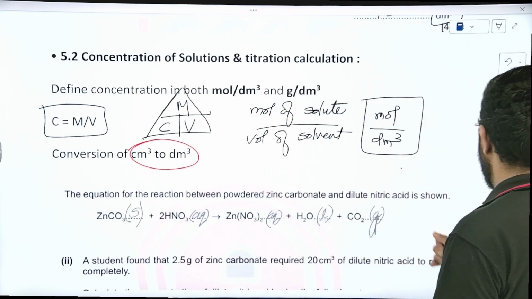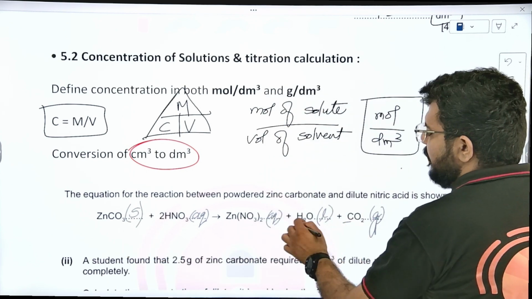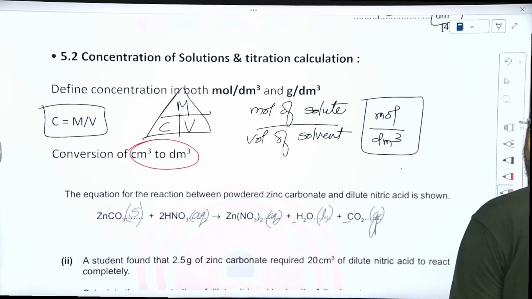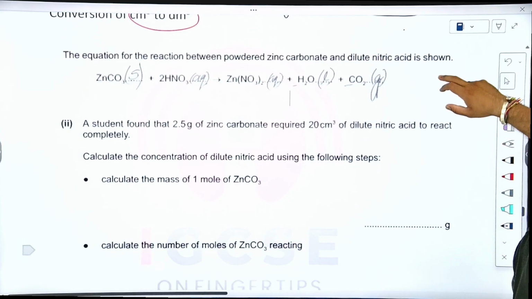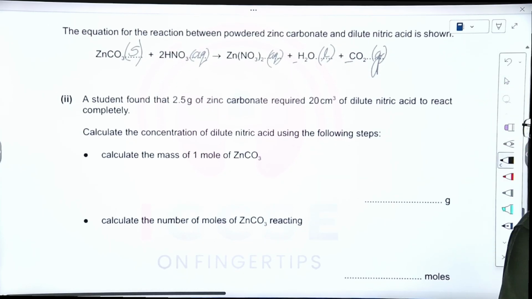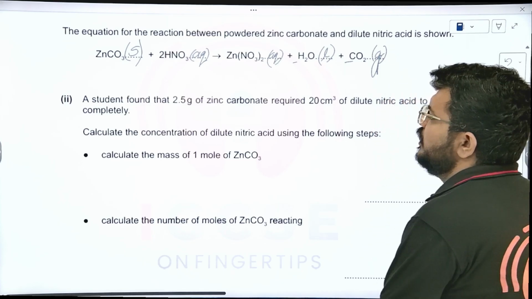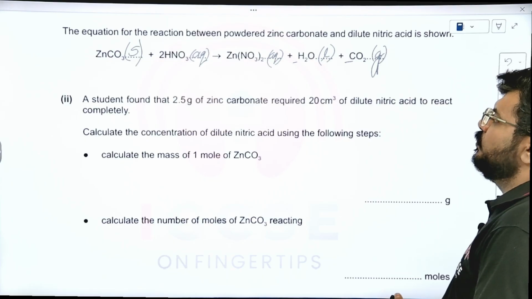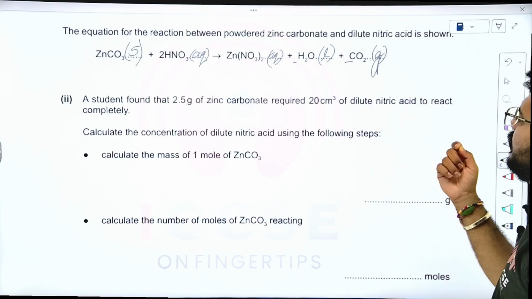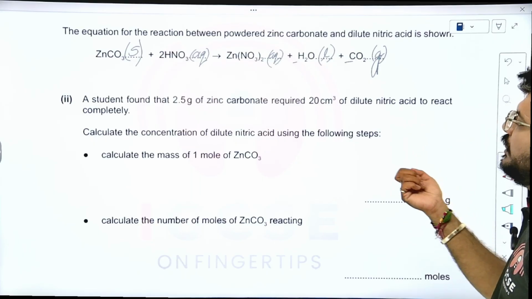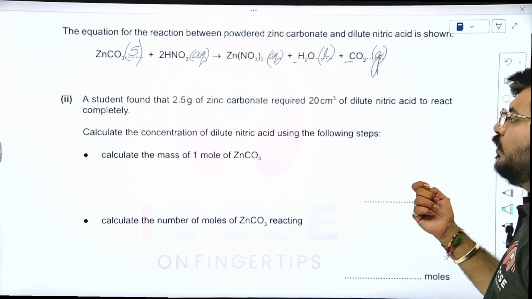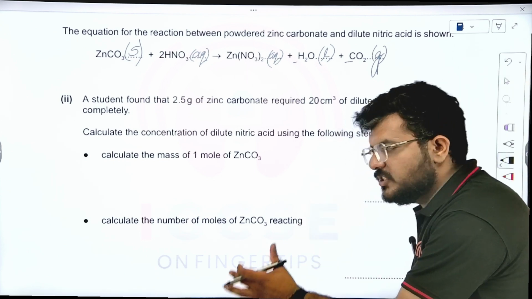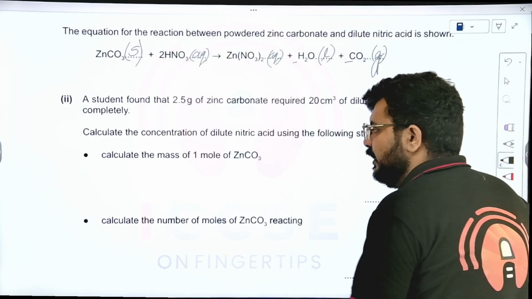Now if you notice, the reaction is already balanced because they have not given us blanks before the compound, which means the reaction is balanced. You can count for yourself. I know that the reactions are balanced over here. Now let's quickly get to the calculations. A student found that 2.5 gram of zinc carbonate required 20 centimeter cube of dilute nitric acid to react completely. Calculate the concentration of dilute nitric acid using following steps. So they will help us find the concentration. We have to just follow the steps. Calculate the mass of 1 mole.